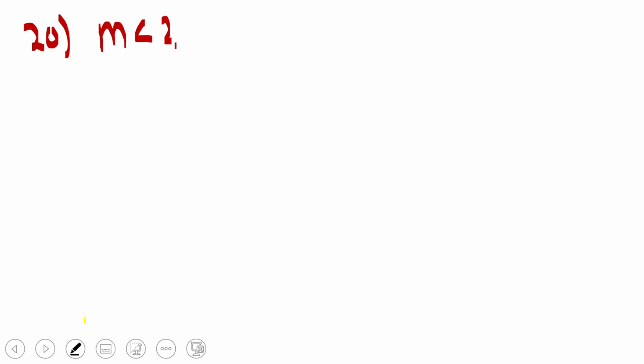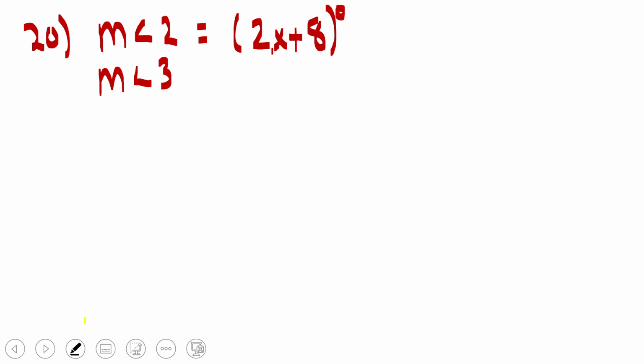Going to work number 20 in your book. You're given the measure of angle 2 and the measure of angle 3. The measure of angle 2 is 2x plus 8 degrees. The measure of angle 3 is 6x plus 4 in degrees. You're asked to find the measure of angle 2 and 3. First, we have to solve for x. To do that, we're going to look at our diagram and see that the measures of these two angles create a line when added together, and that's how we'll solve for x.